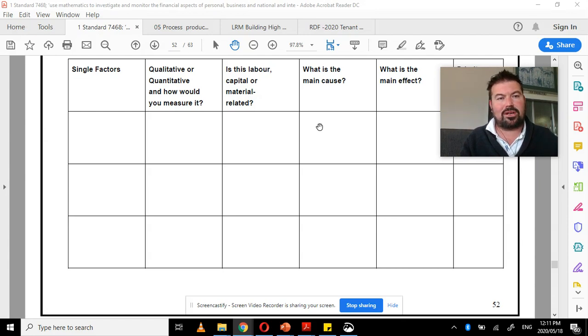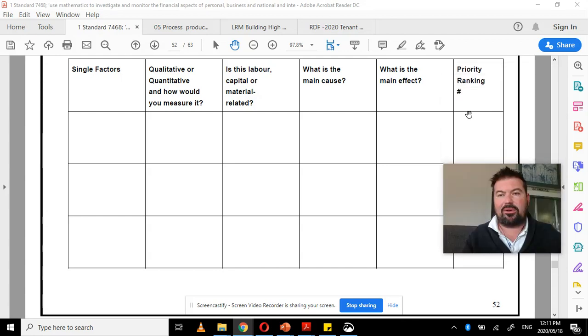Let's say our single factor is untrained or unskilled labor. Is that qualitative? Yes, it's qualitative. Is it labor? Yes, it's labor. What is the main cause? Well, we don't have the budget to bring in skilled labor. What is the main effect? Well, it's poor quality, poor productivity. And then the last one is, now we're going to rank them.